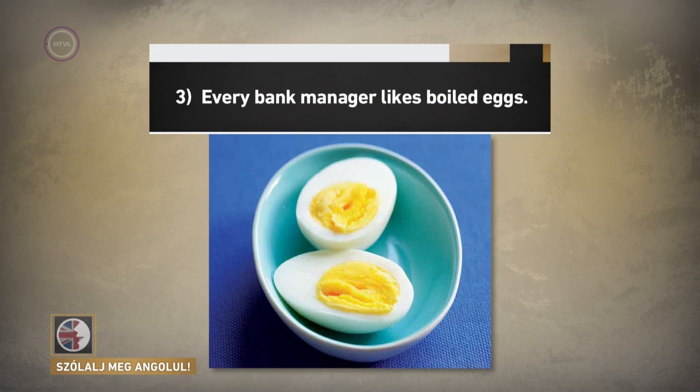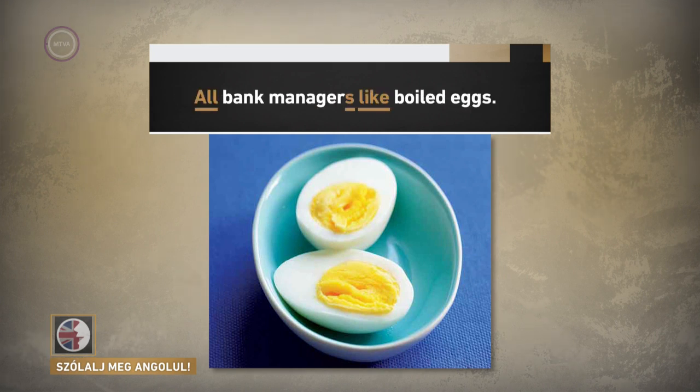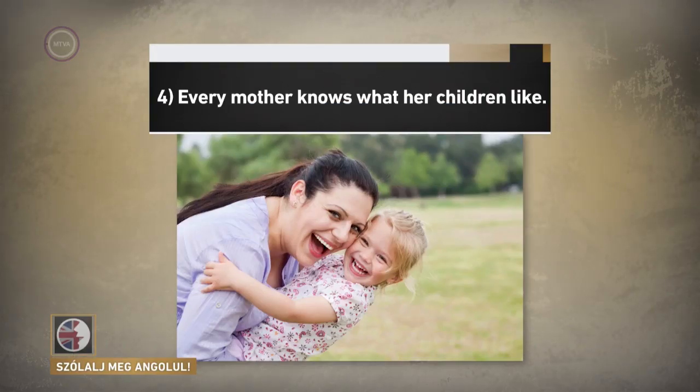Now, the next sentence was about bank managers, wasn't it? Yes. And the original sentence was, every bank manager likes boiled eggs. Okay, good. Now, what did you come up with as the new sentence, the one using all instead of every? Let's hear it. All bank managers like boiled eggs. Brilliant. Well done. And now, the last of the four. Which one is this? Athos or Aramis? I can't remember. Never mind. Okay, so the last of the four.